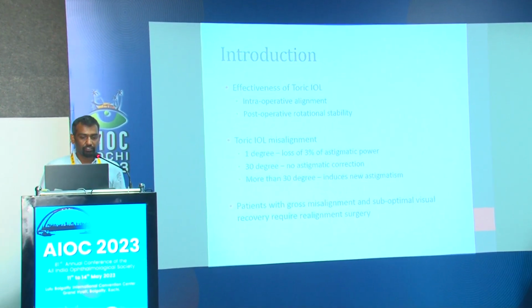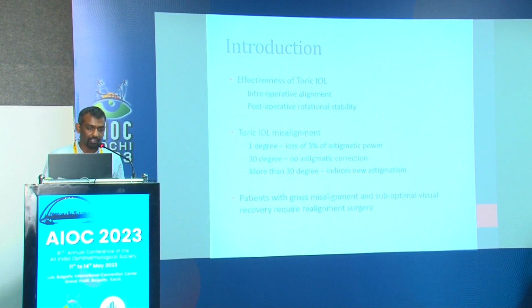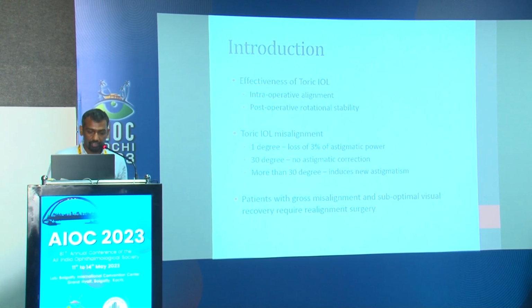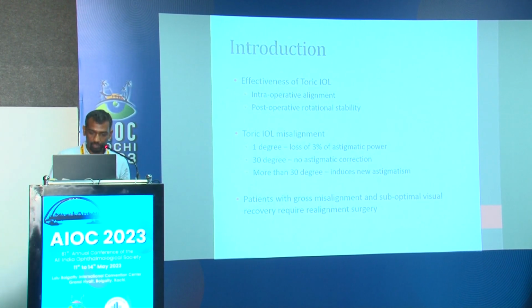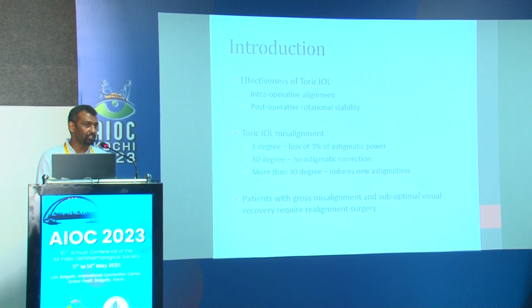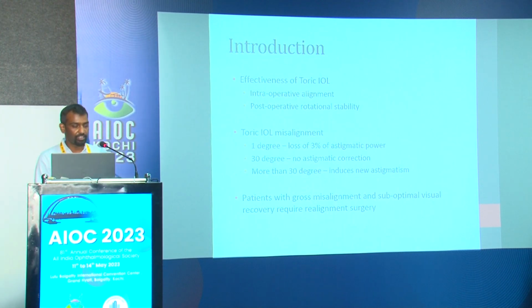So the effectiveness of toric IOL will depend on correct intraoperative alignment and postoperative rotational stability. Any toric IOL misalignment will lead to loss of astigmatic power. Like 1 degree of misalignment will lead to a loss of 3% of astigmatic power. And when a toric IOL is misaligned by around 30 degrees, it won't have any astigmatic correction. When the toric IOL rotates more than 30 degrees, then it induces new astigmatism. So patients with gross misalignment and suboptimal visual recovery post toric IOL implantation will require realignment surgeries.